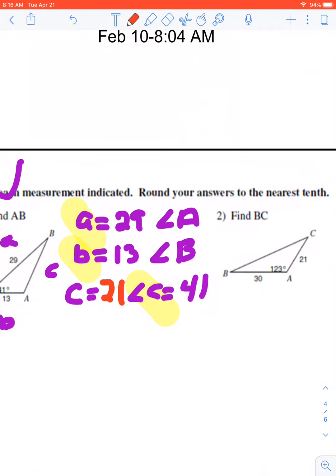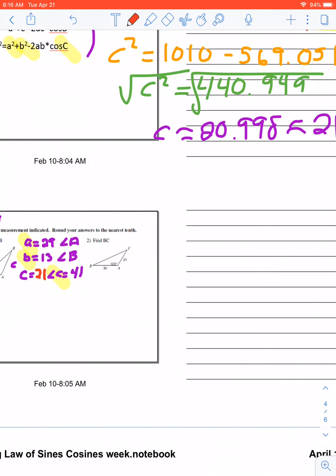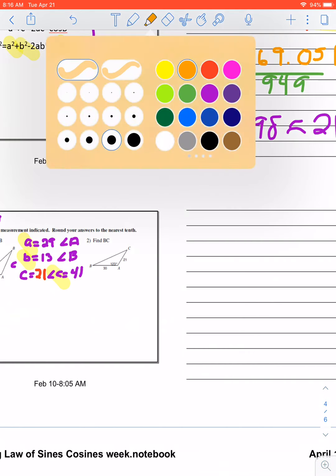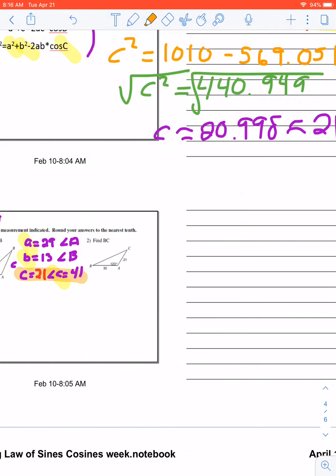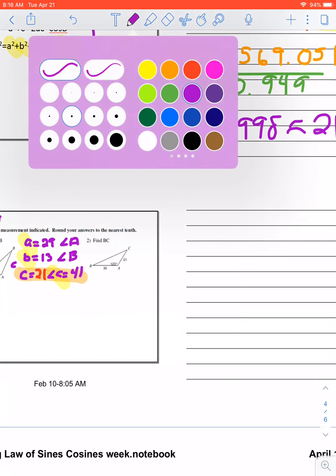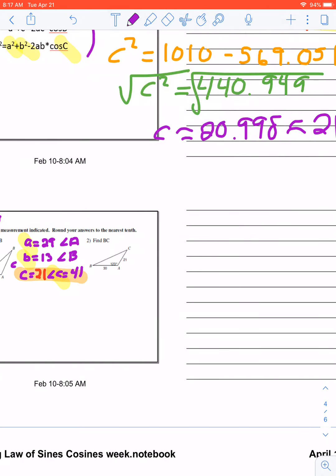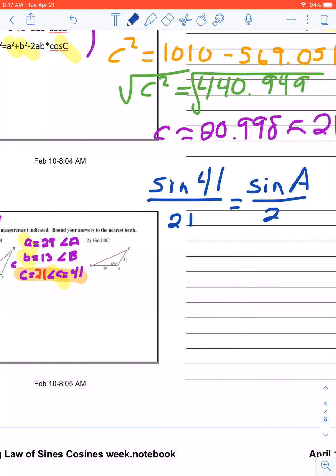Let's say they ask you to solve the rest of the triangle. I know the directions don't say that, but let's do that. Now I know C, so I have my pair, my go-to pair. Then I'm going to find my remaining angles. We always ask you to find the largest side's angle first, because of that ambiguous case we don't want to get involved in. So I end up with sine of 41 over 21 equals sine of A over 29.